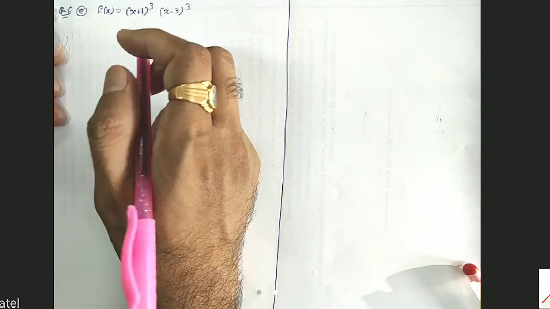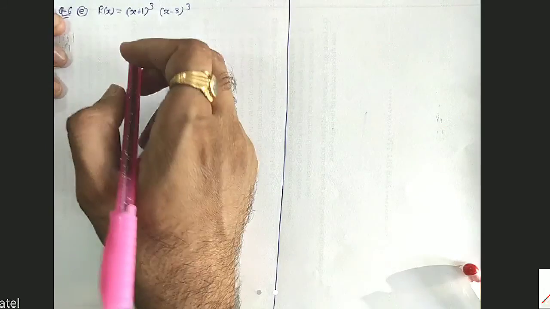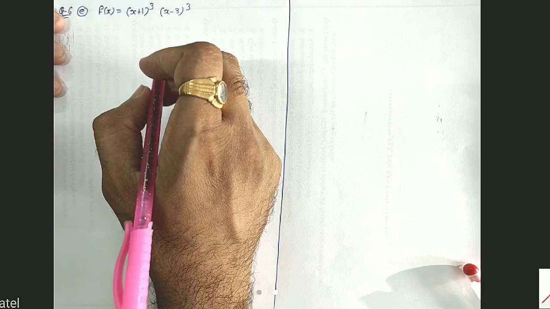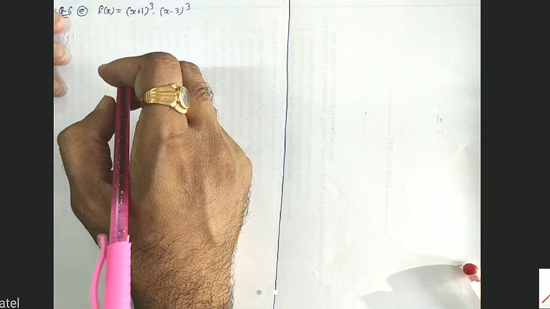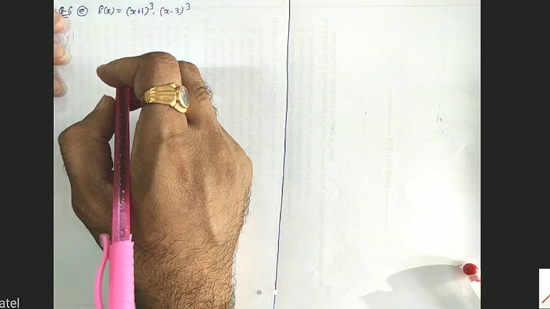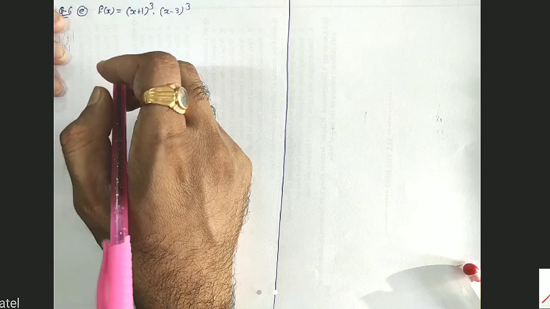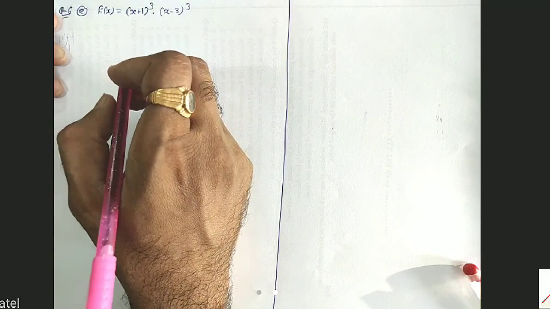Now question number 6, part E. We are given f of x equal to (x plus 1) whole cube into (x minus 3) whole cube. You have to find the intervals in which the given function is strictly increasing and strictly decreasing. For that, we have to differentiate the given function.